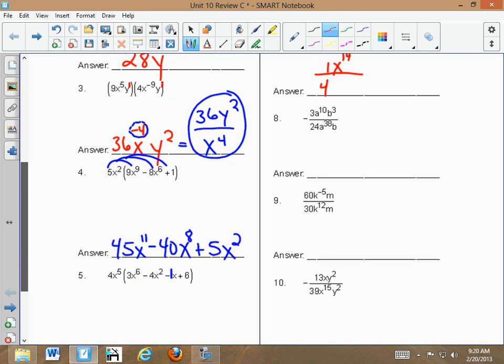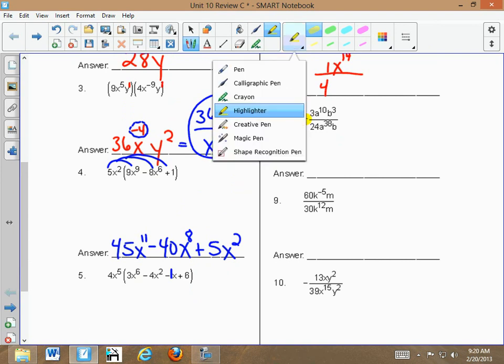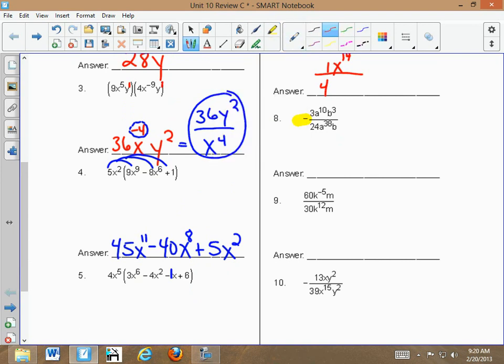Okay? Number 8, you have to be careful with number 8 because that negative sign right there means that this is negative. It has to stay negative. 3 goes into 24 8 times. 3 goes into 3 1 time. There's my negative sign. Okay. I have 10 A's on top, 38 A's on bottom. That's going to give me 28 A's on bottom. 1 B on bottom, 3 B's on top. That's going to give me 2 B's on top. There's your answer. Must have the negative sign. Don't have the negative sign, it is wrong.